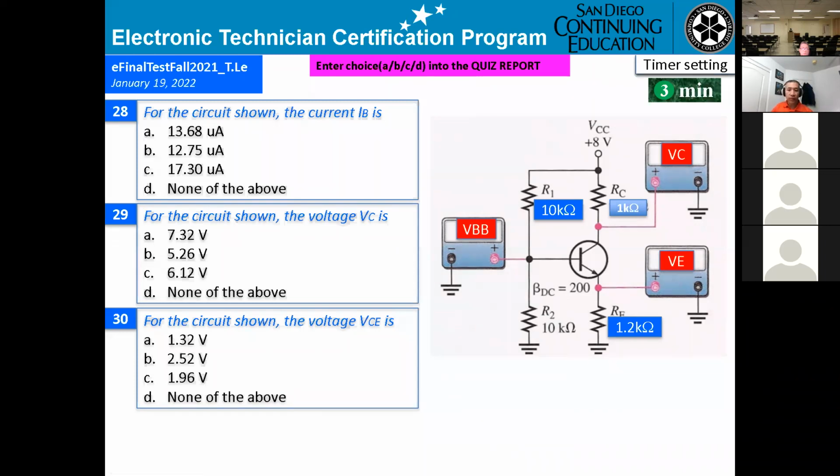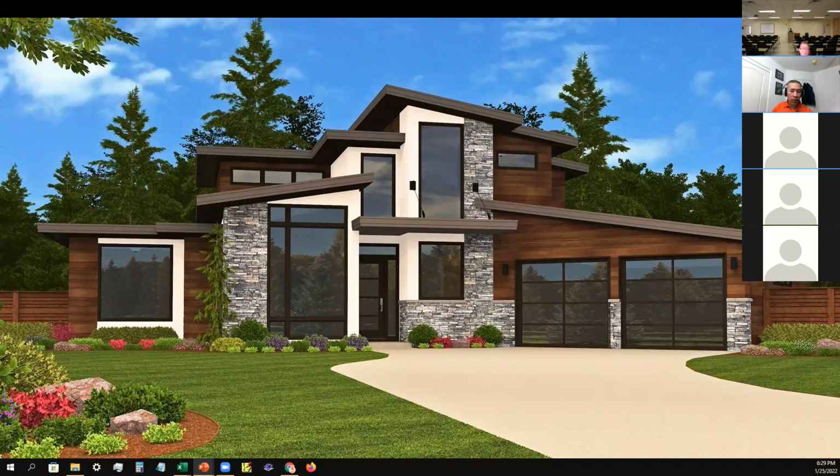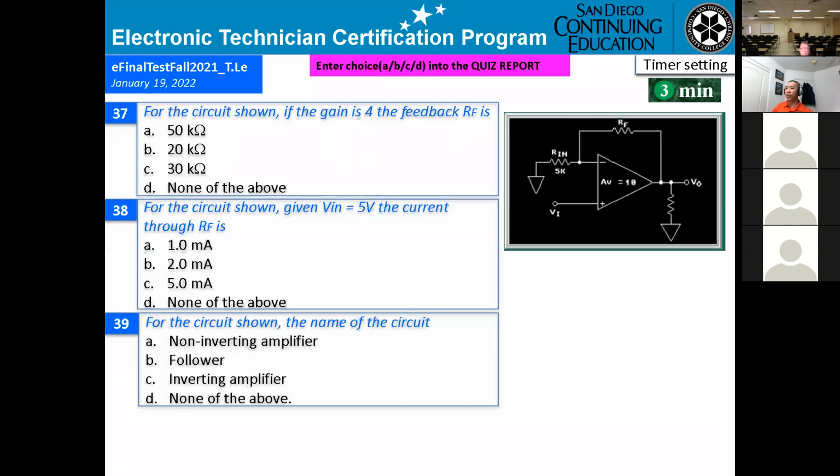Okay, and the other one was 38. Okay, number 38. Could you just quickly address 37 and 38? Because there's conflicting information. 37 says the gain is 4. The chart shows the gain is 10. Yeah, don't use the gain on the chart. Use the gain that is given here in the question.